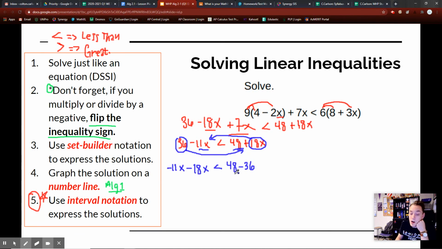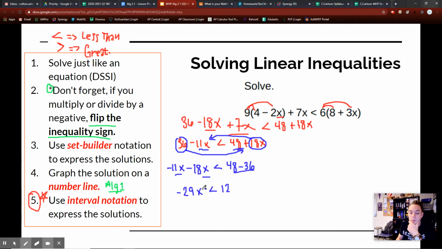All right, now, constants on one side together, x's on one side together. What is this right here? That'll actually equal negative 29x. And then less than, what will this actually equal? This is 12.